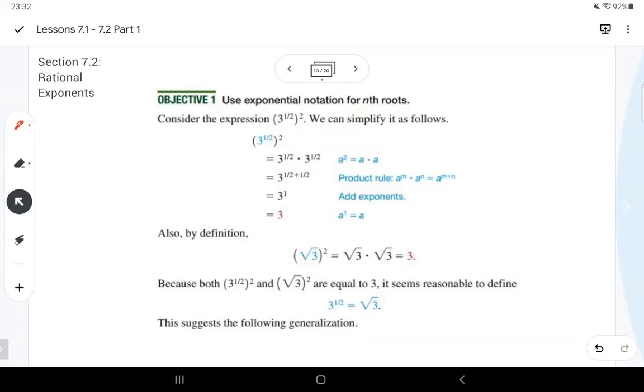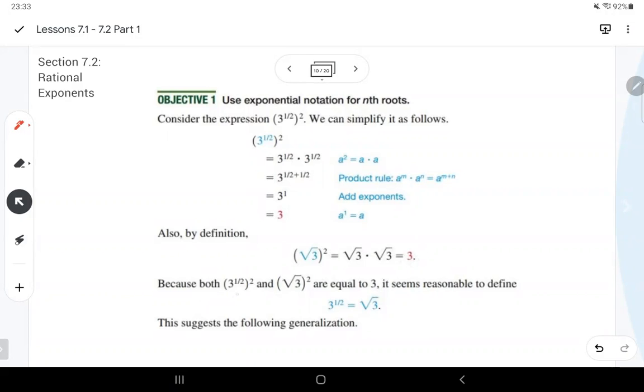So if we look at objective 1 here, it says use exponential notation for nth roots. Consider the expression square root of 3 raised to the second power. We can simplify this as follows: square root of 3 times square root of 3, using a squared equal to a times a. Then we can use the product rule, where we take the exponents and add them because we're multiplying, and we get 3 to the first power, which is just 3. Also, by definition, we can take the square root of 3, which is what we were given, and square it. So the square root of 3 times the square root of 3 gets 3.